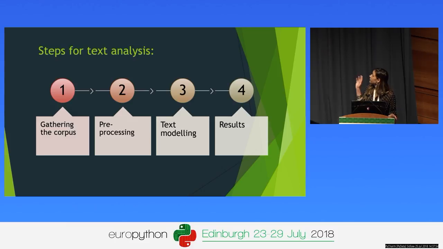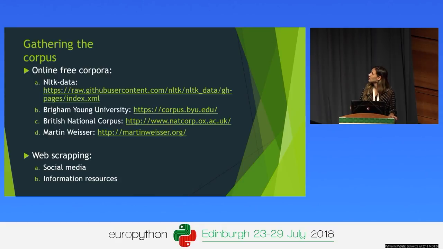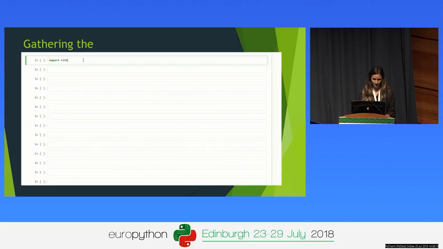Then the steps for text analysis, as I said before, are those there. And we start with gathering the corpus. To gather the corpus, you can take corpora from online free sources or from web scraping. Those are the two main basic places where you can find data. So online free corpora, you have these corpora there. And for instance, you have the first one.